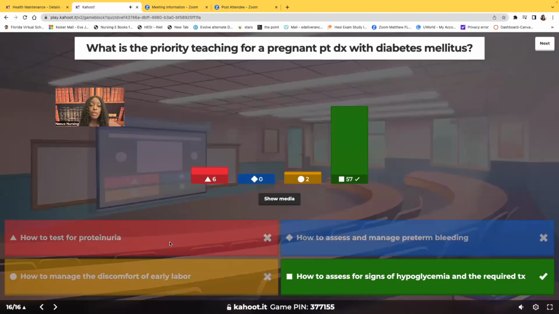You guys have done so much better. Thank you. So the correct answer is the green one, which is how to assess for signs of hypoglycemia and the required treatment. Because the question is, what's the priority teaching for a patient with diabetes mellitus? So whatever our answer is going to be, it's going to have to do with diabetes mellitus, right? So you're not going to choose how to test for proteinuria. That has nothing to do with it.